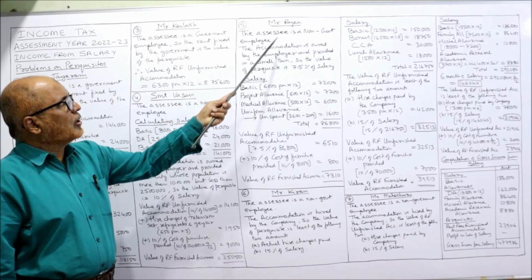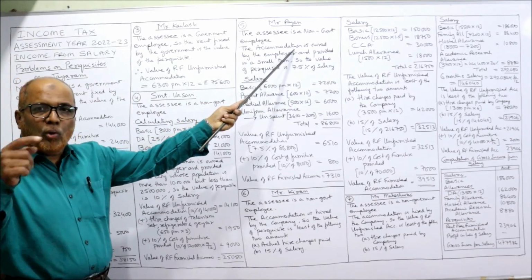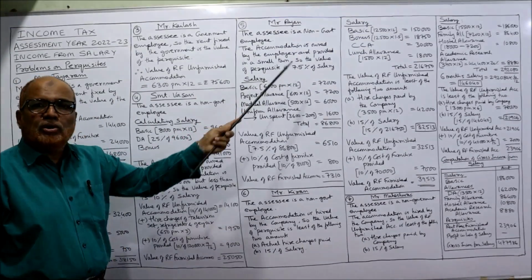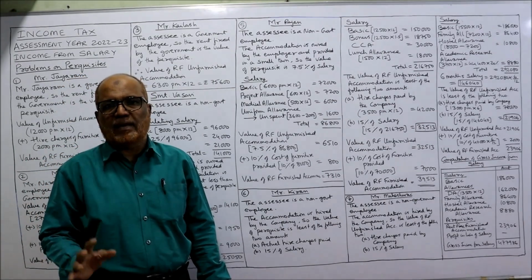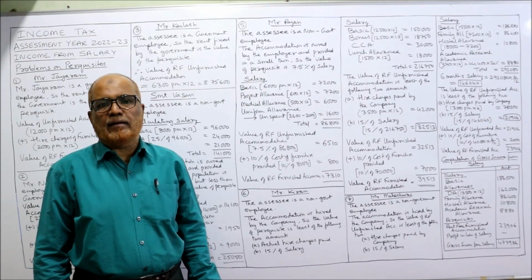The assessee, Mr. Rajan, is a non-government employee. The accommodation is owned by the employer and provided in a small town. So the value of the perquisite is 7.5% of salary. Before calculating the value of the perquisite, we must know the salary.